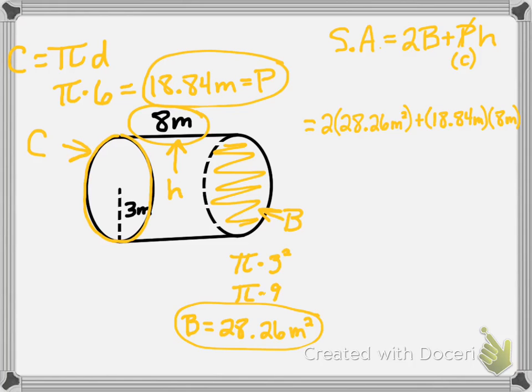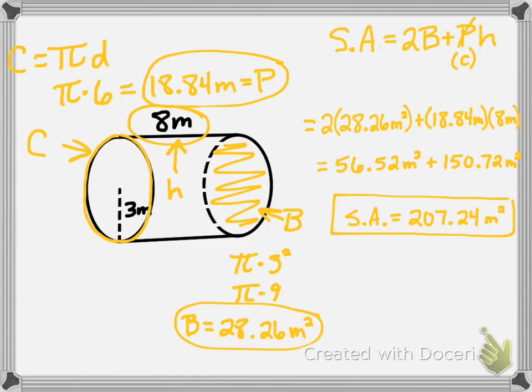Okay, and at this point all I have to do is multiply and add. So I get 56.52 meters squared plus 150.72 meters squared. And I add those together and I get that the surface area is 207.24 meters squared. Okay, again, this is exactly the same as the prisms.